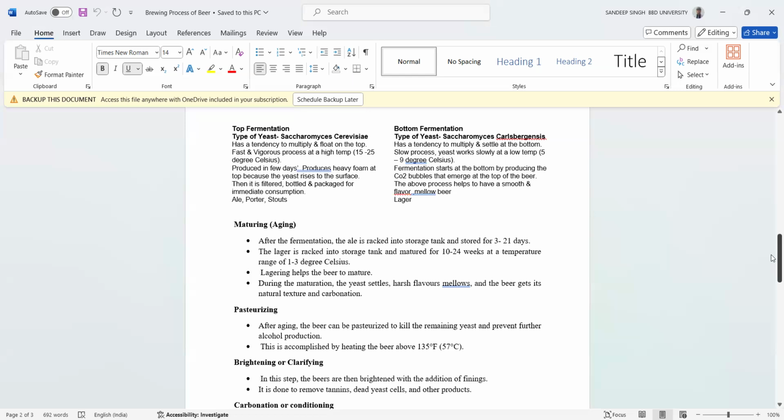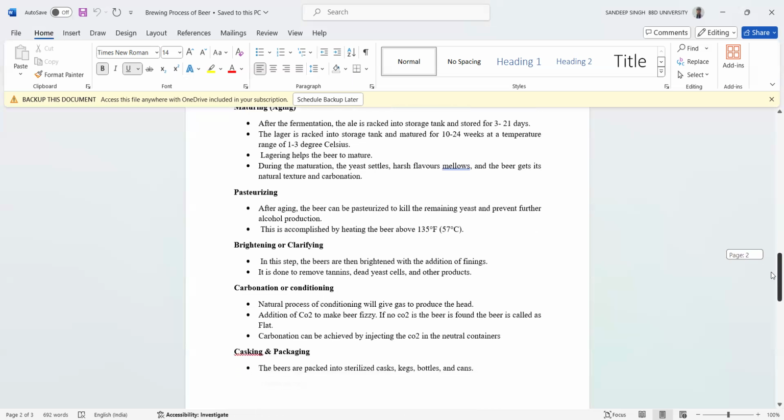And bottom fermentation: the yeast is Saccharomyces carlsbergensis, which has a tendency to multiply and settle at the bottom. It is a slow process. Yeast works slowly at a low temperature, 5 to 9 degrees Celsius. Fermentation starts at the bottom by producing carbon dioxide bubbles that emerge at the top of the beer. This process helps to have a smooth and mellow-flavored beer. Example is lager beer.